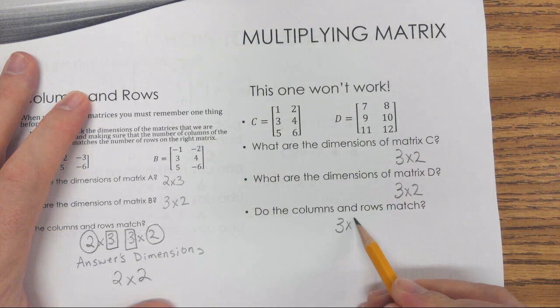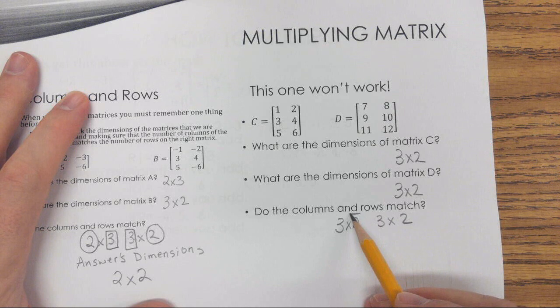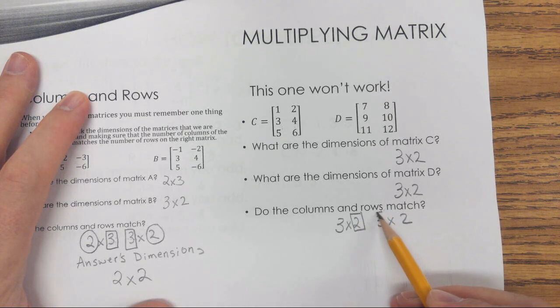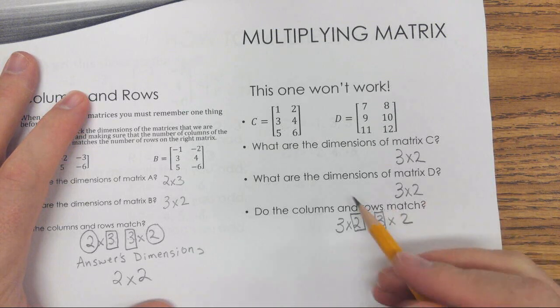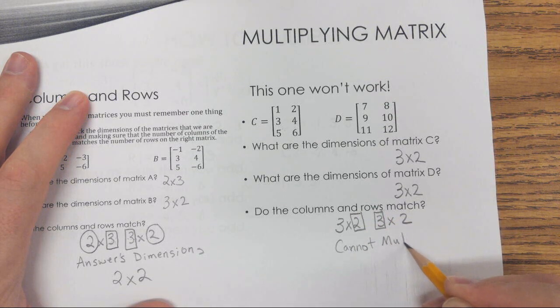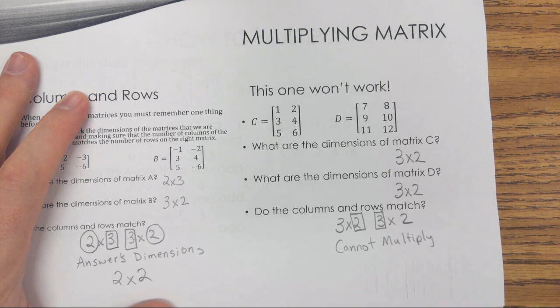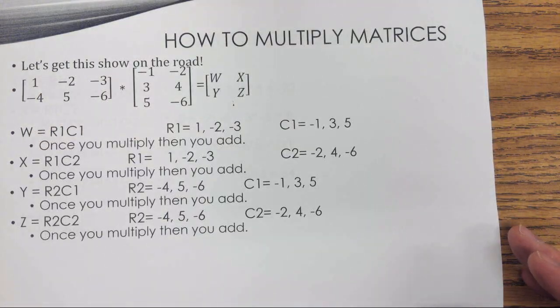I've got a 3 by 2, and I'm multiplying it by a 3 by 2. Do these two numbers match up? 2 and 3, is that equal to one another? No, it's not, so I cannot multiply those 2 matrices together. It won't work. These numbers have to match. These numbers do not match, so I can't multiply. Now let's talk about how to actually do this and get this show on the road.